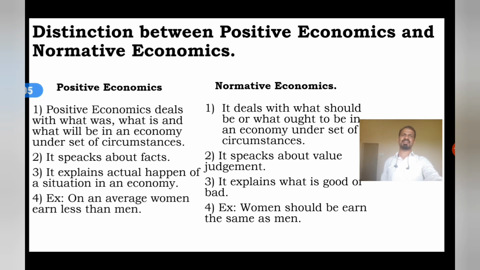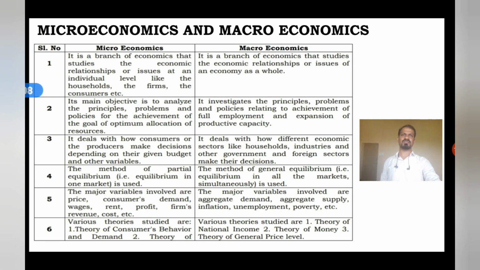Come to the next and last concept, that is micro and macroeconomics. These are the 2 main branches of economics, or we can categorize economics into 2 kinds. One is microeconomics and one is macroeconomics. Let us define what microeconomics is and what macroeconomics is.